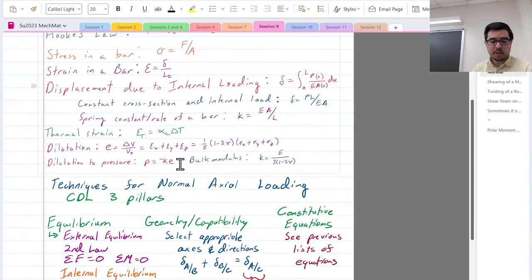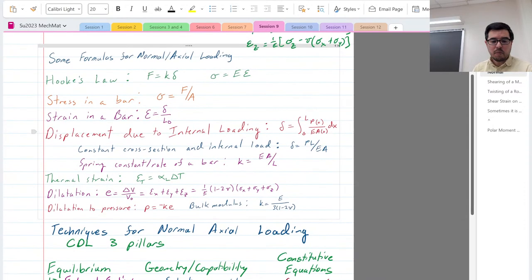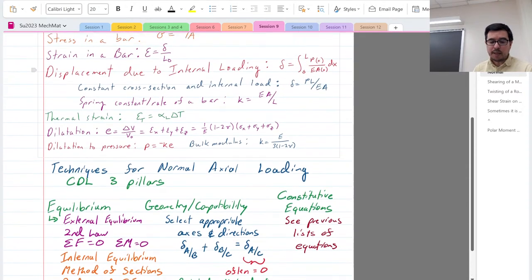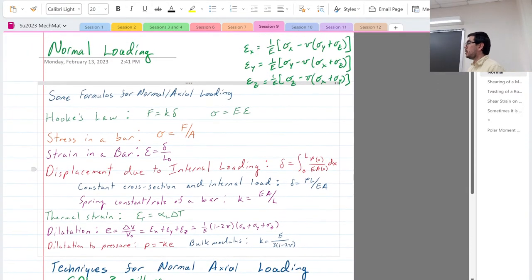We have bulk modulus. We have sigma equals E epsilon for axial loading and for Hooke's law. So maybe this is not everything. You still need to be able to do statics, to relate forces to external loading, do method of sections, and calculate what's happening internally. Okay, general questions before we look at what Michael was asking on a specific one? General questions? Where is this posted on the website?